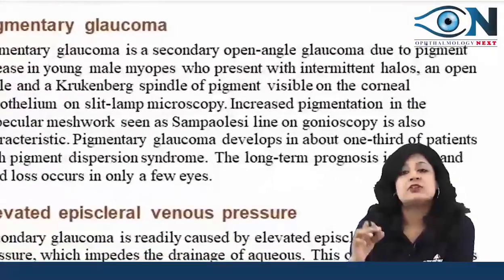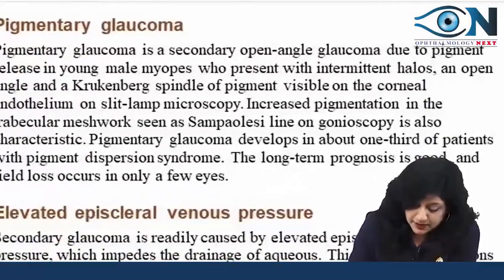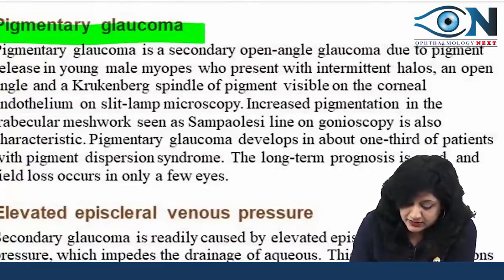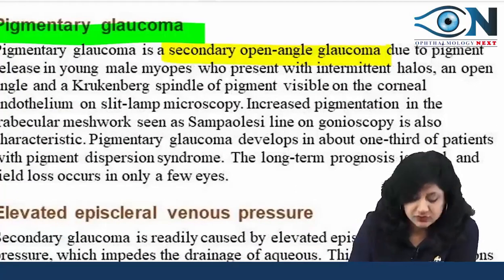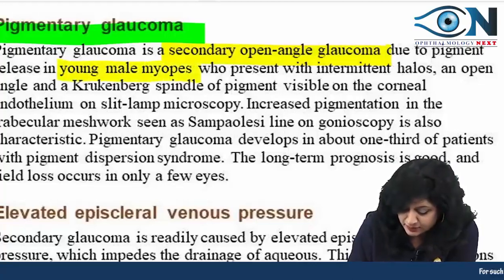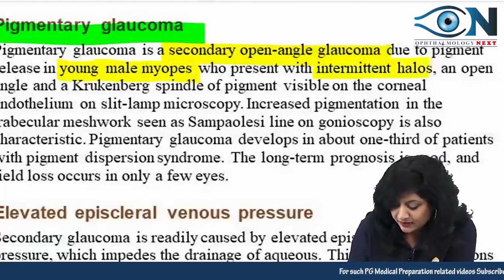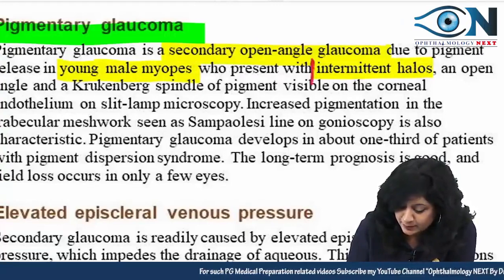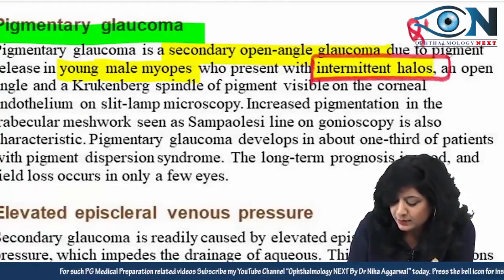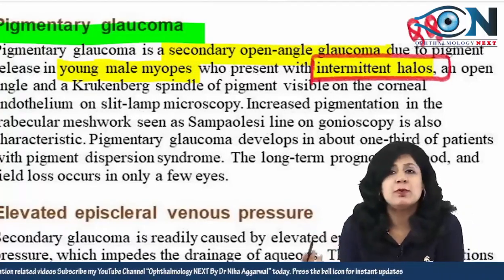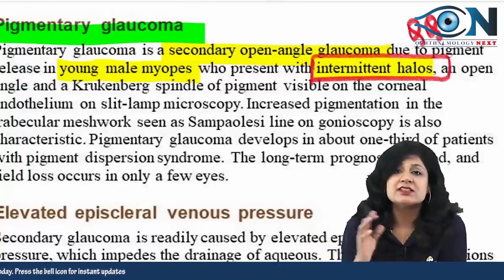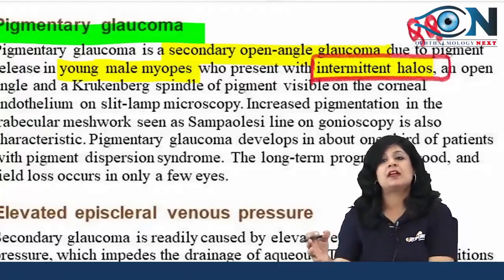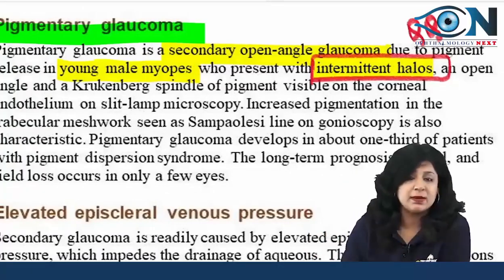Then next is your pigmentary glaucoma. Pigmentary glaucoma is again a secondary open angle type of glaucoma, because you are having the pigments in the trabecular meshwork, very common in young males, myopes. They are even having intermittent halos. Now, again an important thing, see, whenever you are reading about halos, it is angle closure glaucoma, or acute mucopurulent conjunctivitis, or it is cataract. Now, there are certain exceptions where even in open angle glaucoma you can have halos, and this is one, pigmentary glaucoma.